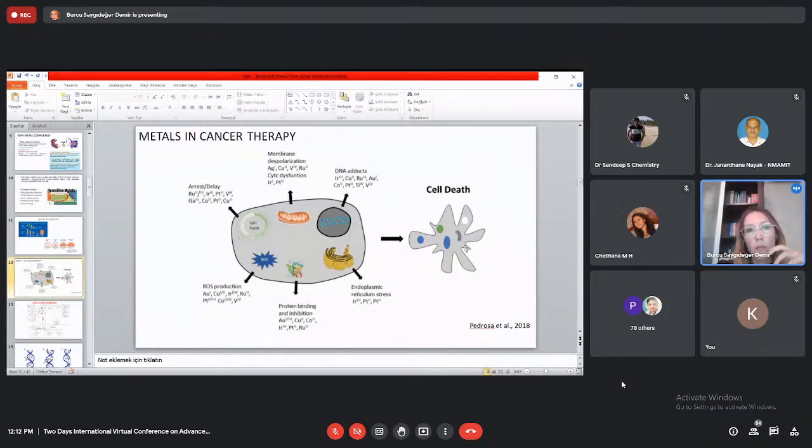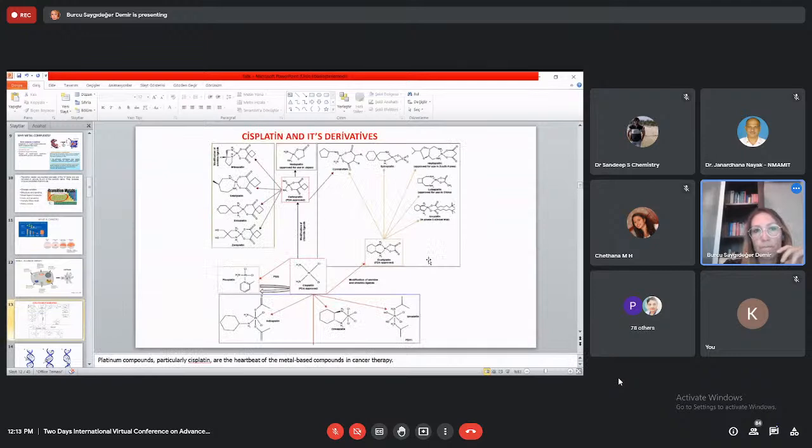Many metal compounds, especially transition metal complexes, kill cancer cells by various mechanisms. For example, membrane depolarization, cell cycle arrest, or DNA adducts, ROS production, protein binding and inhibition, endoplasmic reticulum stress, and finally, the cell's death. What you see is the first cancer drug, cisplatin, and its derivatives.